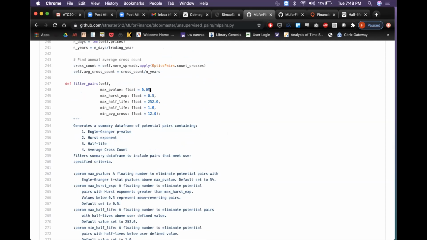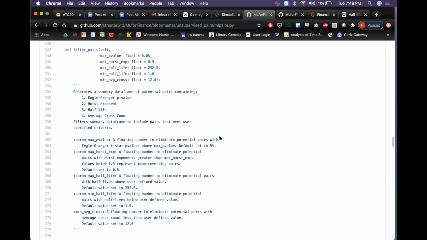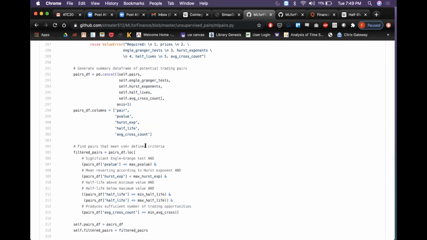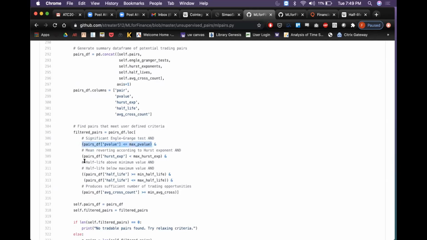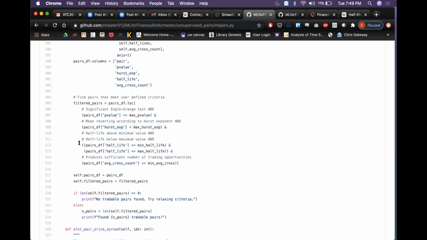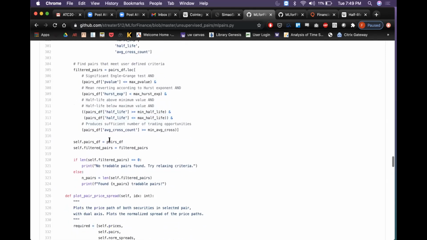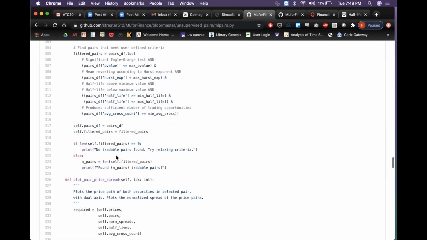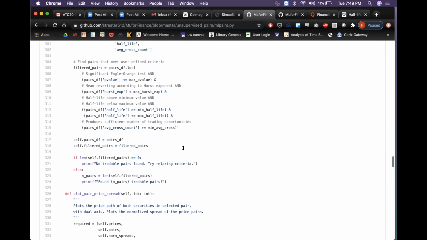So each pair must have a p-value of less than 0.5, a Hurst exponent less than 0.5, a max half-life of 1 year, a min half-life of 1 day, and then must cross the mean 12 times. And so then this function is just selecting the pairs that meet each of those criteria, and then it'll spit out a data frame of the filtered pairs. And then these are just some checks to say, if the filtered pairs is an empty data frame, it's going to say, hey, look, you didn't find any pairs. You might need to relax some of the criteria.